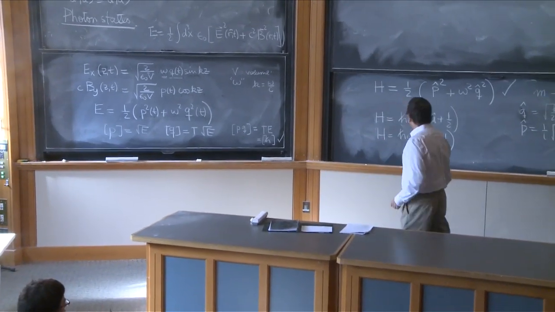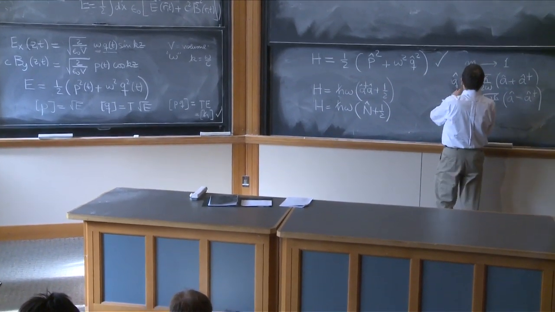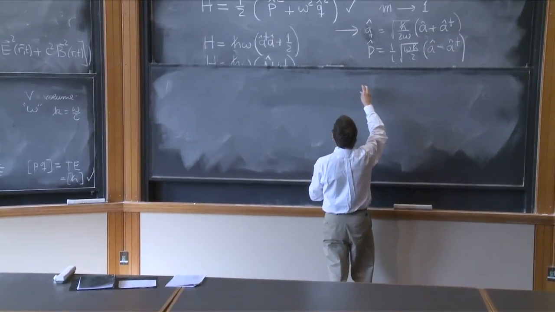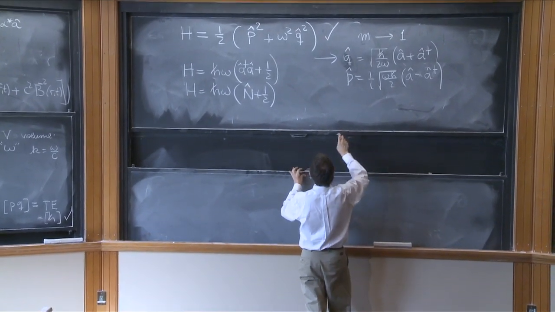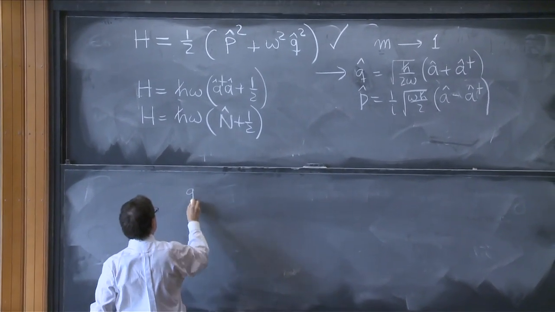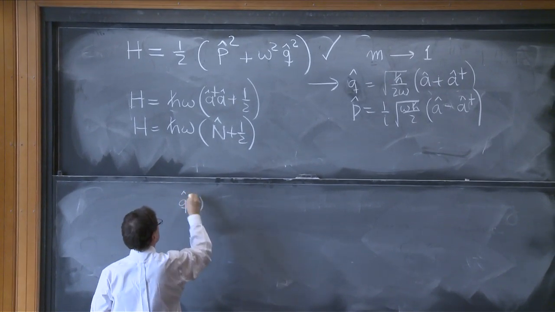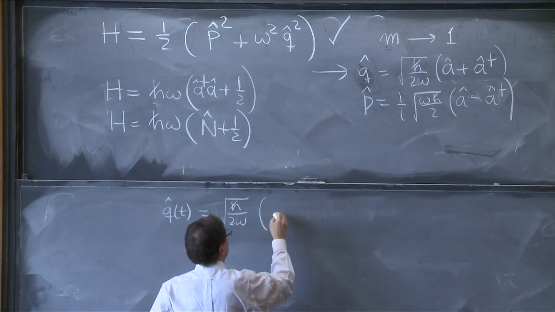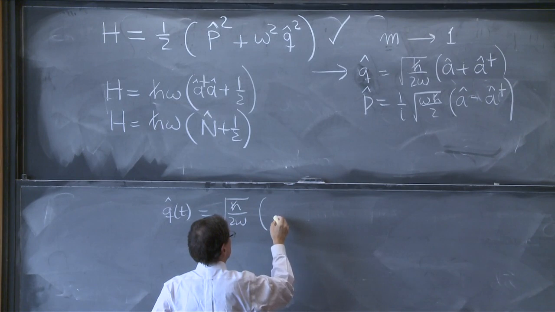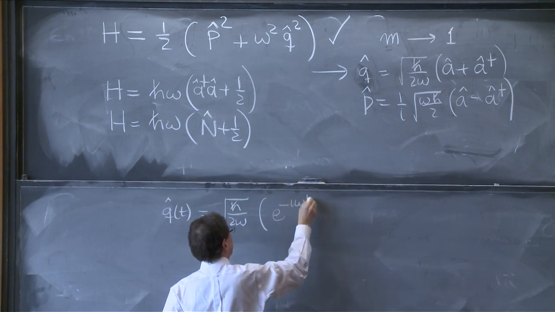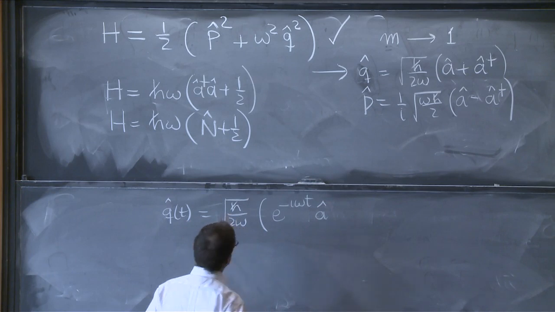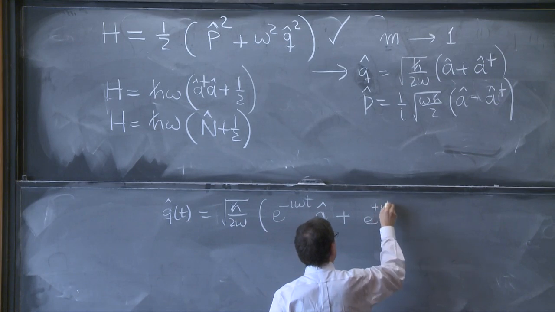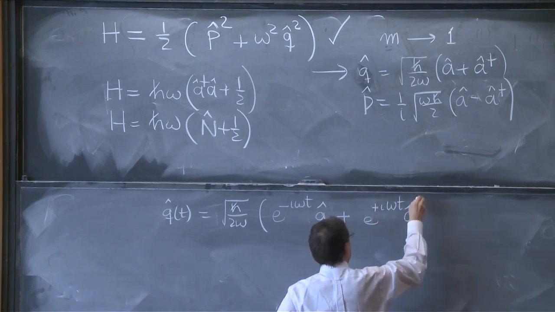So we can turn now this formula into its Heisenberg form, so that Q of t is square root of h bar over 2 omega times... Remember, a, as a function of time, becomes e to the minus i omega t a hat. That's the Heisenberg version of a, plus e to the plus i omega t a hat dagger.